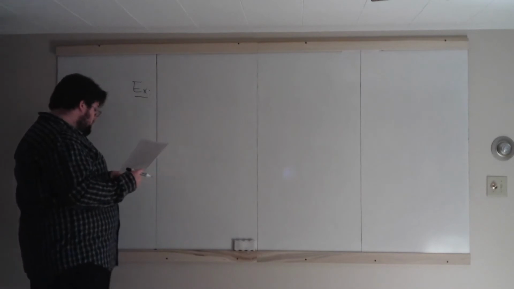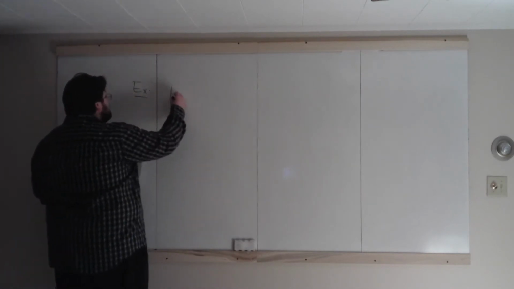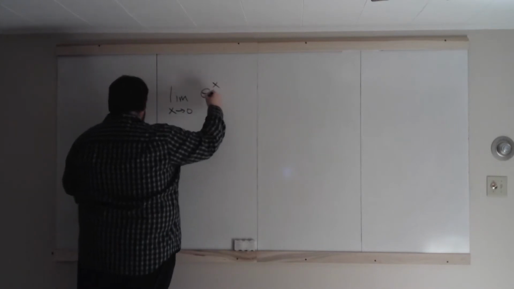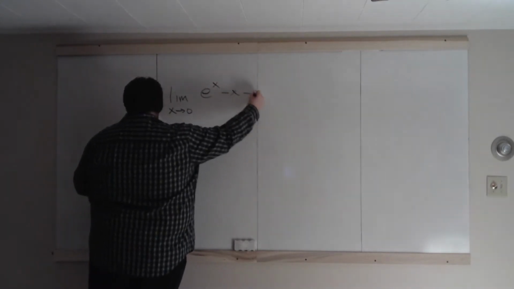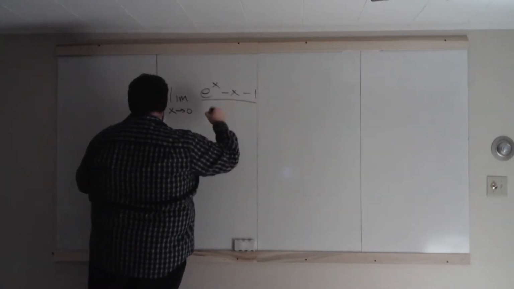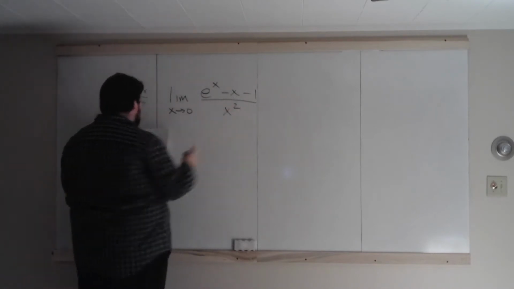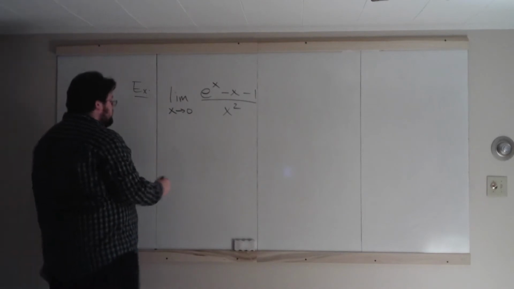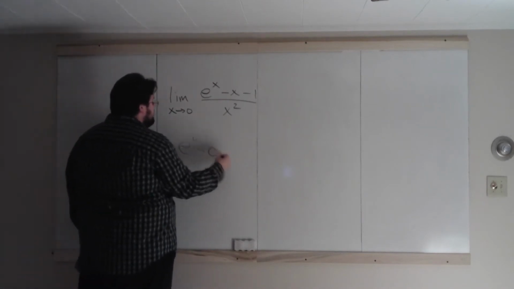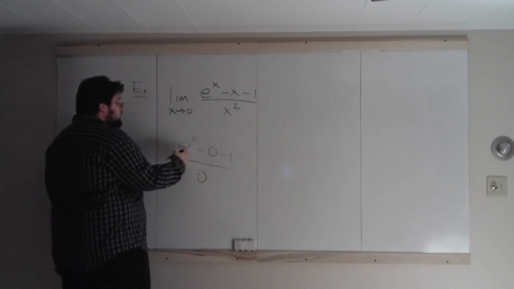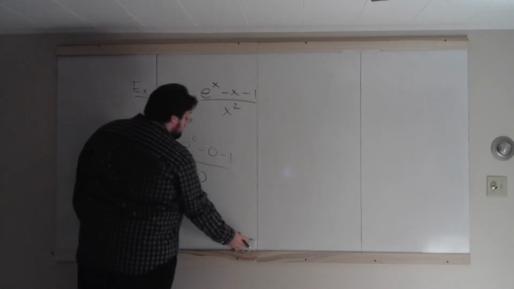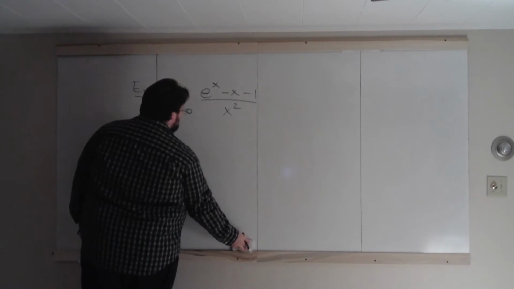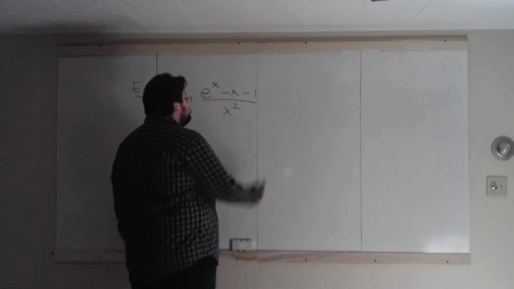Let's do this one. e to the x minus 1 over x squared. So you try substituting here. What happens when you substitute? You get e to the 0 minus 1 over 0. e to the 0 is 1, so you get 0 over 0. When you have 0 over 0, you can apply L'Hopital's rule.